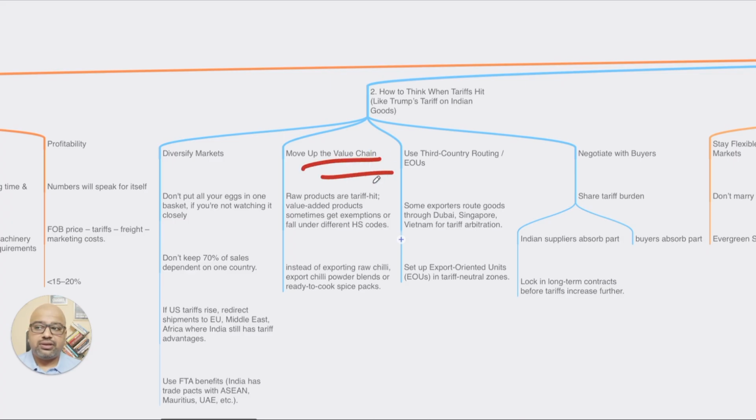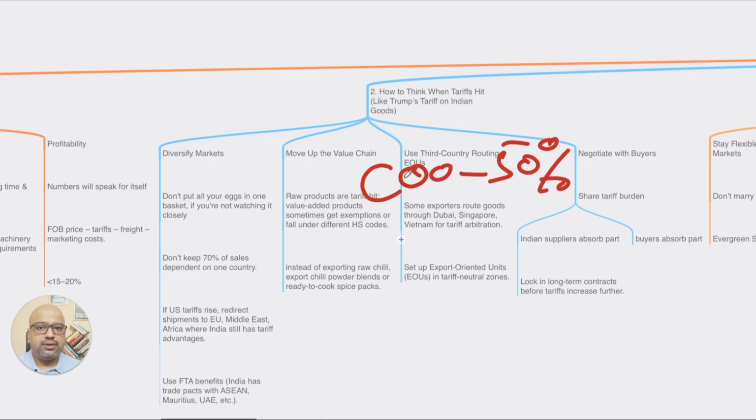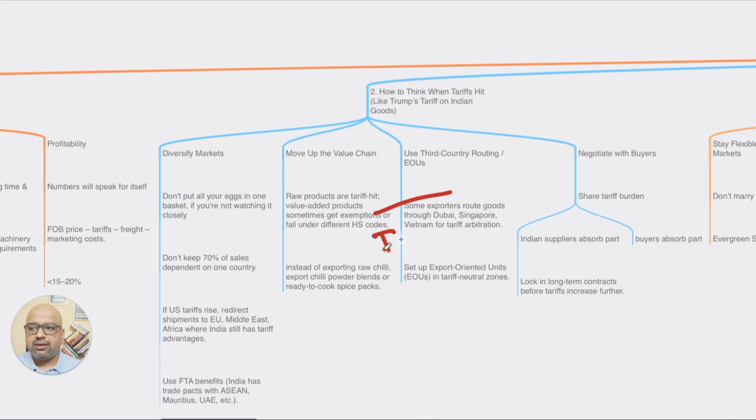Move up the value chain. Instead of raw materials, if you can hit the higher tariff, then go for value-added products. Even if you fall under a different HSN code, please try that, because the HSN code defines whether you're being tariffed or not. But if the certificate of origin itself defines the tariff, like in the US at the moment, where the certificate of origin itself is 50%, you can't do anything about it. If the certificate of origin is India, then you need to pay 50%. That's it, not on HS codes.